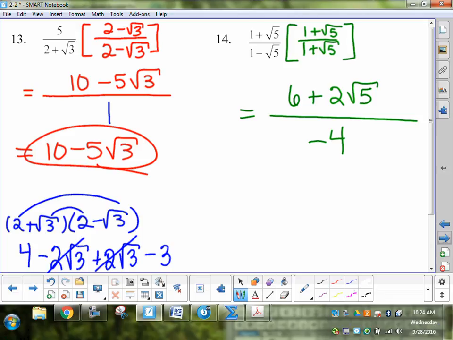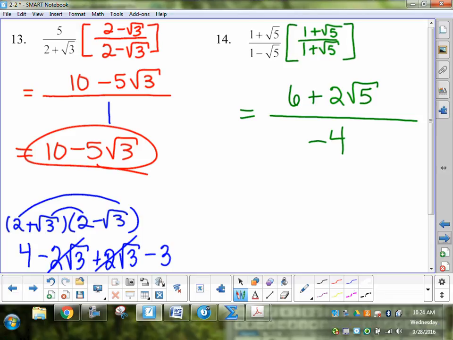You have to do first, outer, and last. You should get 1 squared, which is 1. The outside's going to give you root 5, inside's root 5, then the last is going to be root 25, so that's right. Now, on the bottom, you'd have 1, the outside and inside reduce out, and you've got minus root 25.